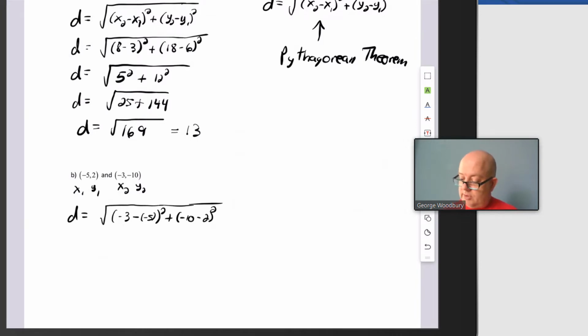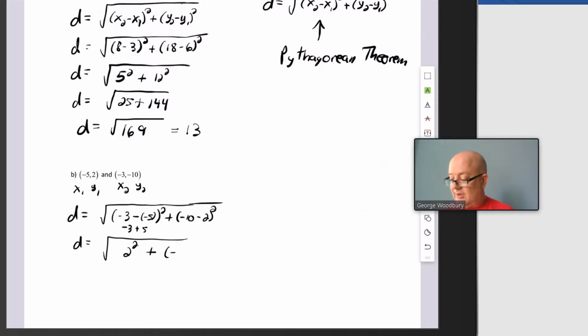Let's see what we've got. -3 minus -5 is the same as -3 plus 5. And -3 plus 5 is 2. So I've got the square root of 2 squared plus -10 minus 2 is -12. So we have plus -12 squared. 2 squared is 4. -12 squared is 144. So when we add those together, we get the distance is the square root of 148.